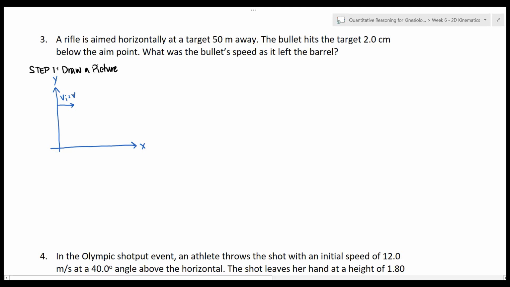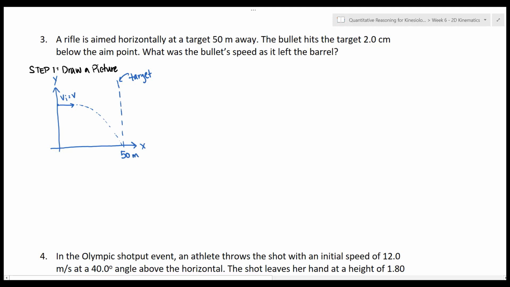The bullet hits the target 2 centimeters below the aim point. So it's going to fall down because it's a projectile. It's only moving under the influence of gravity. That's the only force acting on it. And the target is 50 meters away. So that means this is the target right here. Okay, this is the target. And it's 50 meters away from where you shot the rifle. So this would be 50 meters.